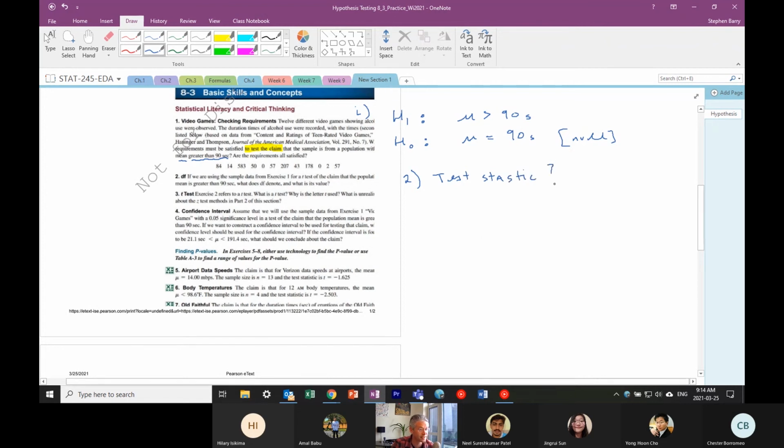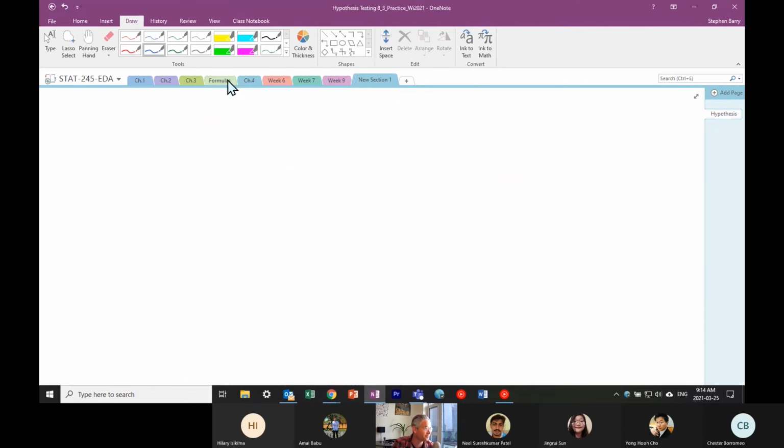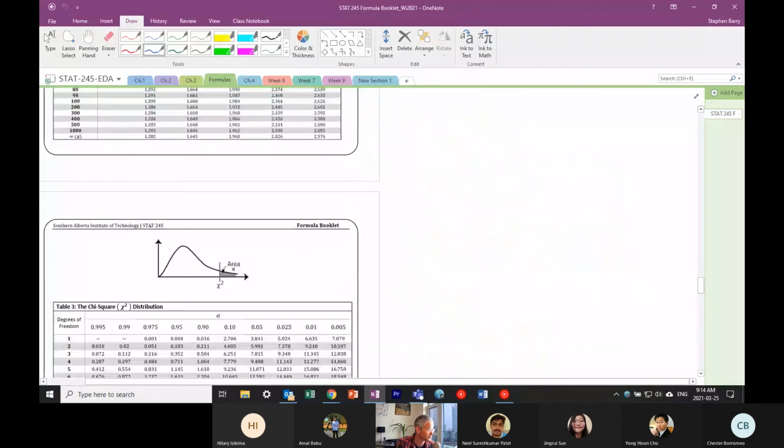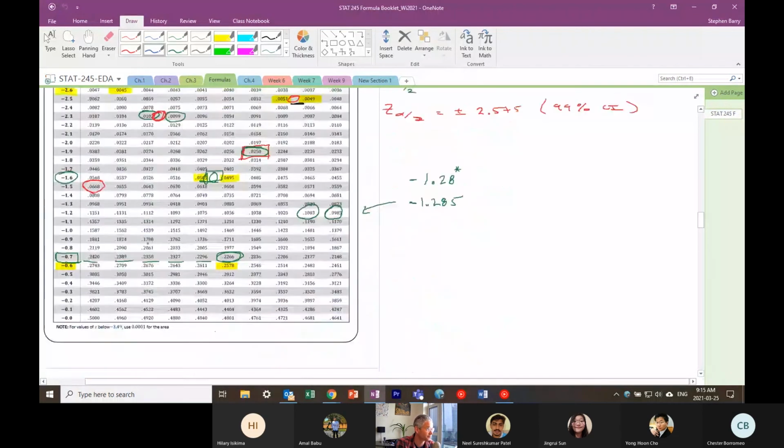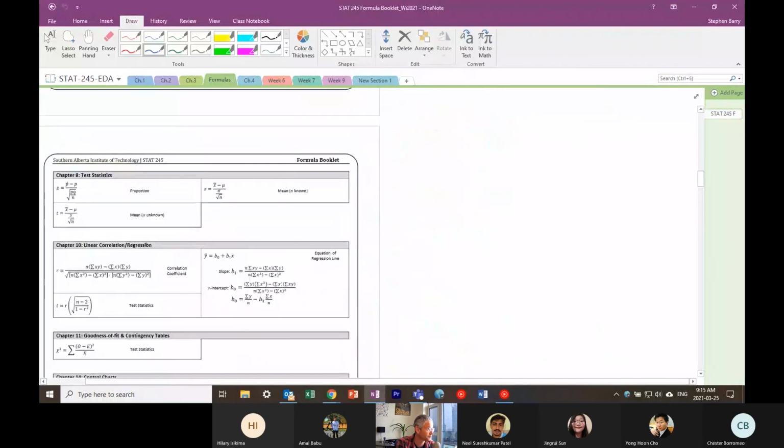So the test statistic is found in your formula sheet, right? These are the three formulas. Remember, there's three types of problems, same thing as chapter 7. Do you know the standard deviation? Do you not know the standard deviation? Or is it a proportion problem? And in this case, we don't know it, right?